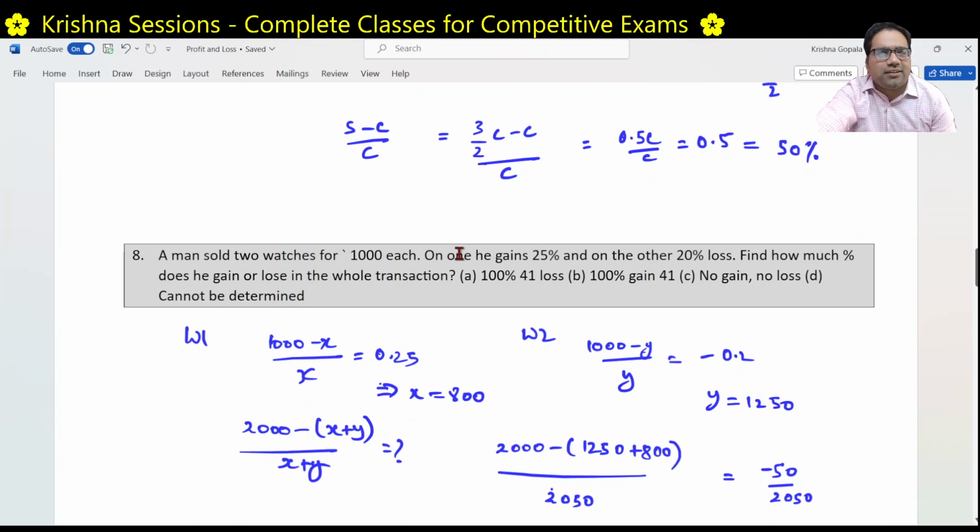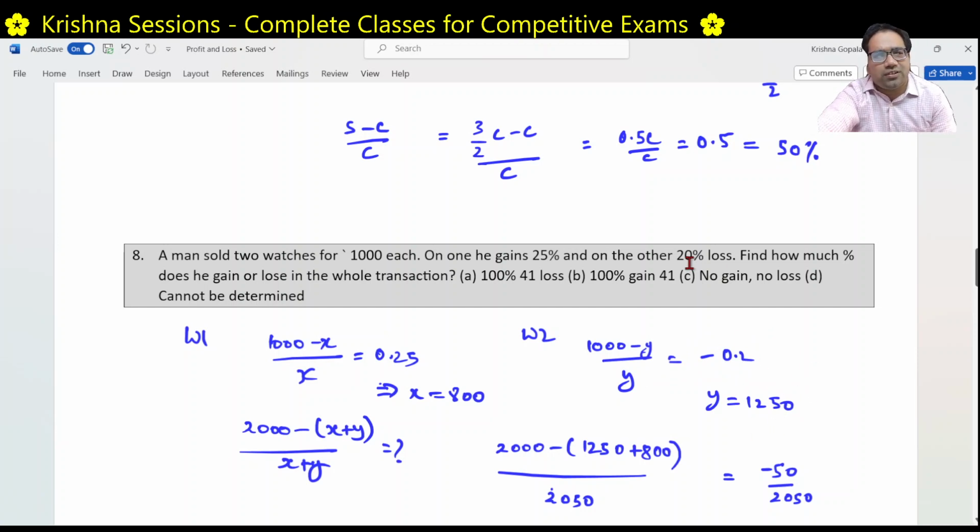The second one, again, selling price minus cost price by cost price is equal to, he lost 20%, equal to minus 0.2. Right. Loss is minus 0.2. Either you write it minus 0.2 here, or Y minus 1,000, you call it positive. You can do both ways. Okay. Here it is loss. That's why the sales price minus cost price by cost price is equal to minus 0.2. That means, simplifying this, Y is equal to 1,250.